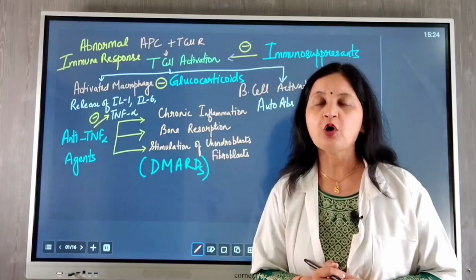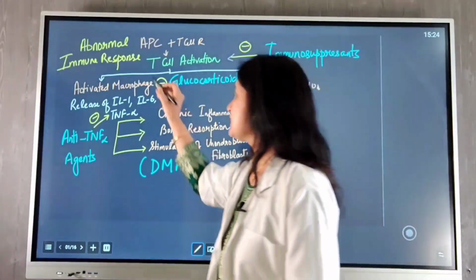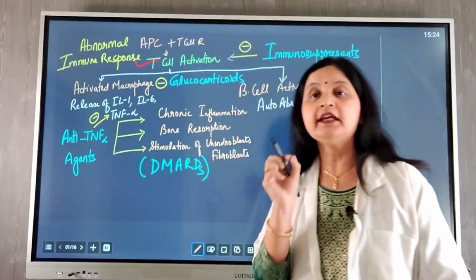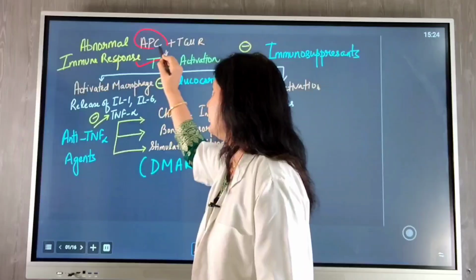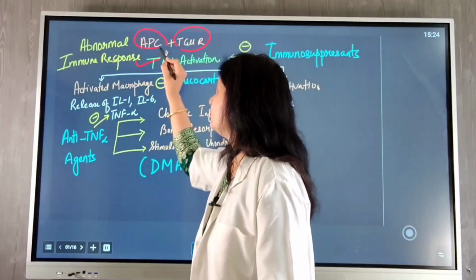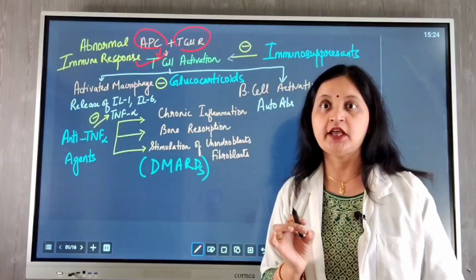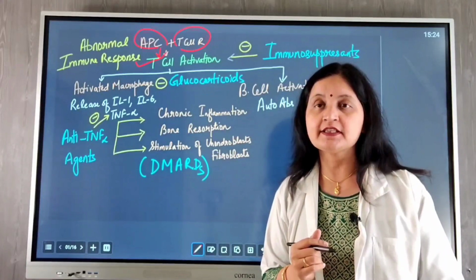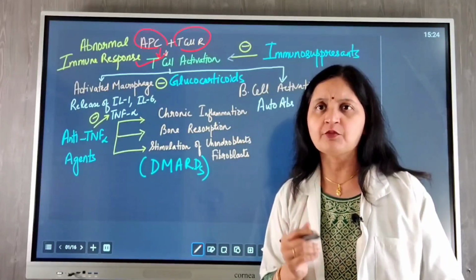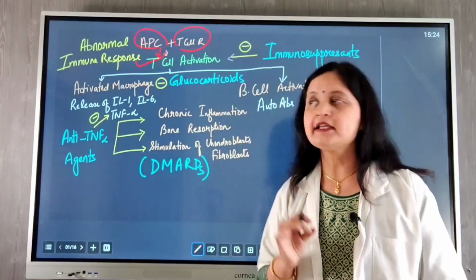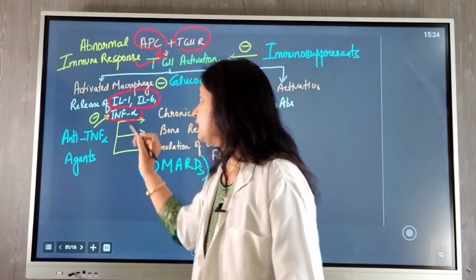As we know, rheumatoid arthritis is a systemic autoimmune disease that results in chronic inflammation and production of autoantibodies. So there is an abnormal immune response, there is excessive T cell activation, and the initiating interaction is between the antigen presenting cell and the T cell receptor. This interaction results in abnormal or excessive T cell activation, and abnormal T cell activation results in chronic inflammation, activation of macrophages and monocytes releasing cytokines such as interleukin 1, 6 and tumor necrosis factor alpha.